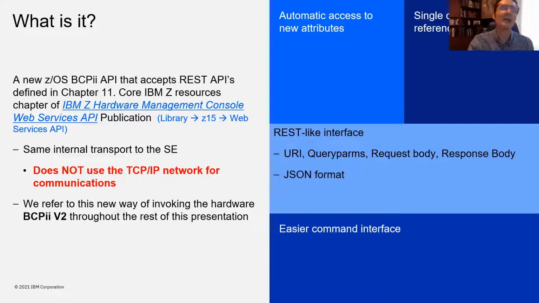We're going to compare and contrast between version 1 and version 2 in just a moment, but suffice it to say that this interface will be fairly intuitive to folks that are used to REST, and to jump from version 1, using the traditional BCPii services, to the new HWI REST service, you're going to find that it's pretty easy. In many cases, you have to invoke fewer BCPii APIs to get the information that you want. And one of the other big benefits of this is an easier command interface.